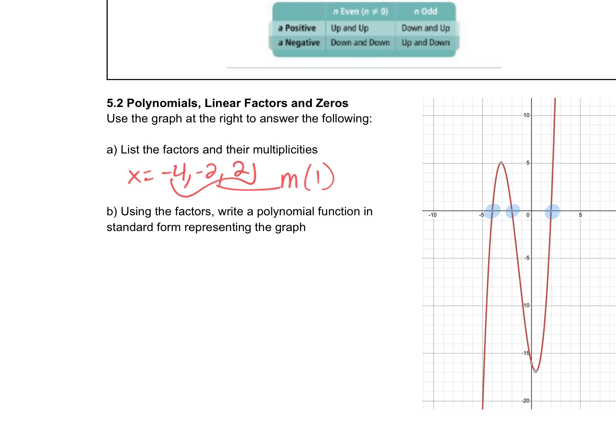Okay, now using those factors, write a polynomial function in standard form that represents the graph. So if you have -4 as an answer, what would it look like in factored form? It would be x plus 4. And then -2 would be x plus 2. And then +2 would be x minus 2.